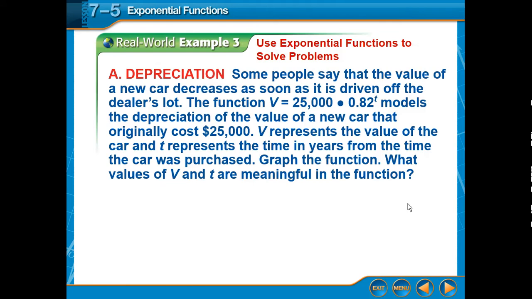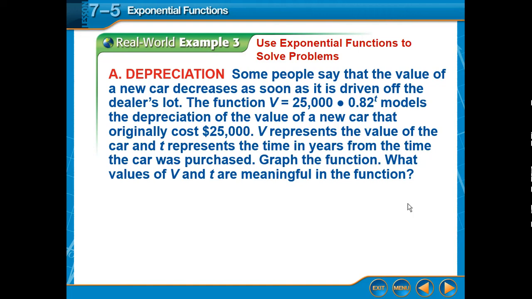Okay, so some people say that the value of a new car decreases as soon as it is driven off the dealer's lot. The function v equals 25,000 times 0.82 to the t models the depreciation of the value of a new car that originally cost $25,000. V represents the value of the car and t represents time in years from the time the car was purchased. Graph the function. What values of v and t are meaningful in the function?